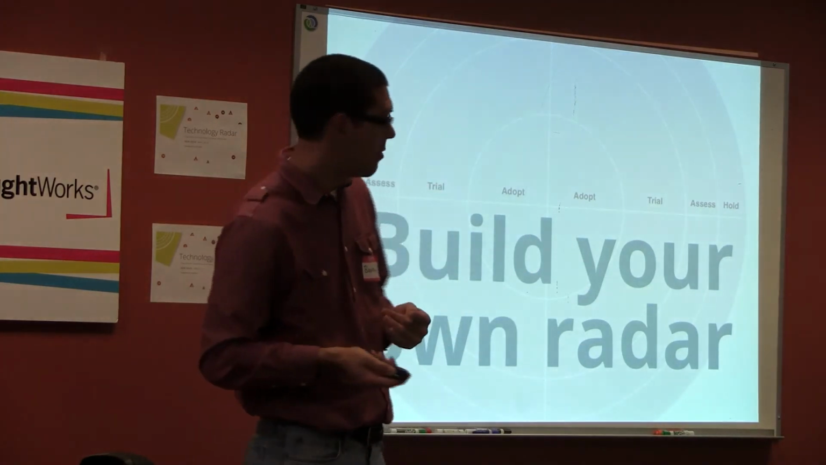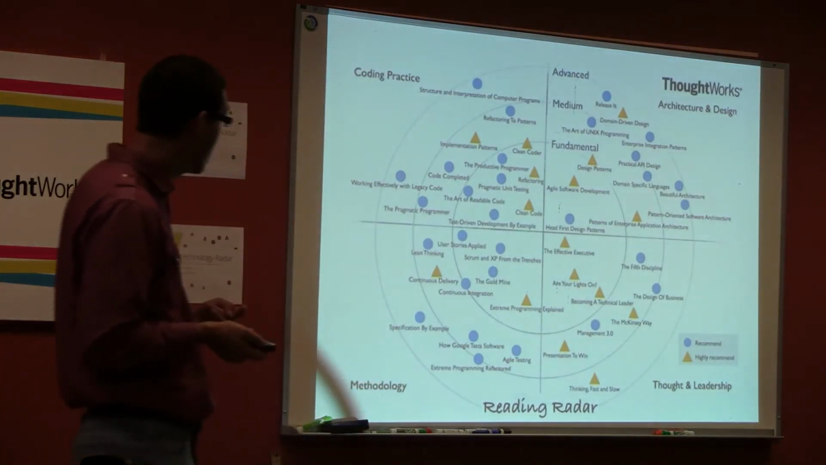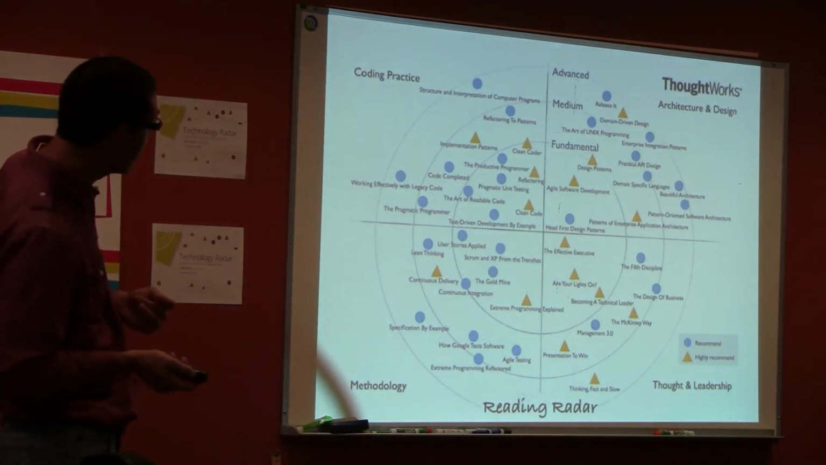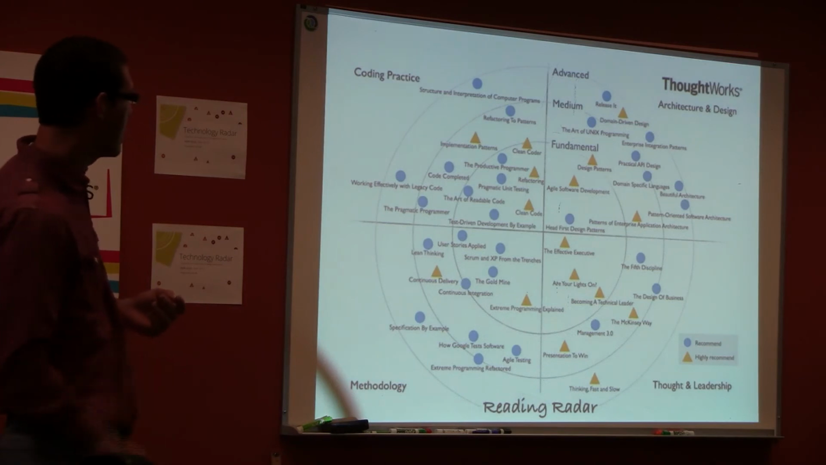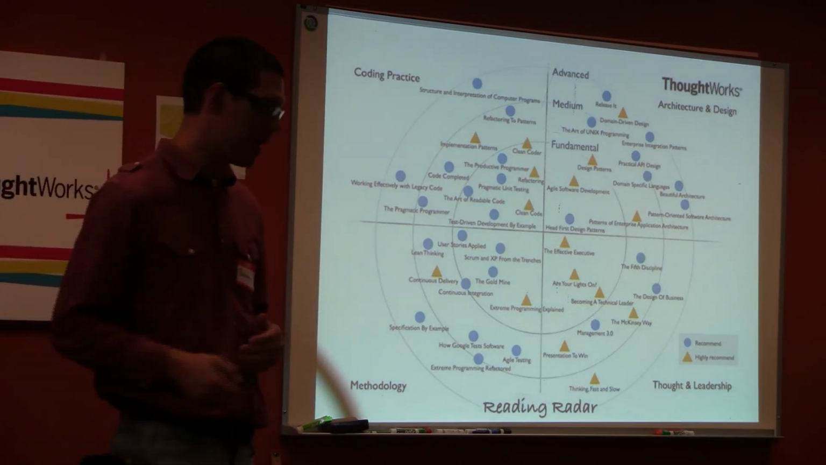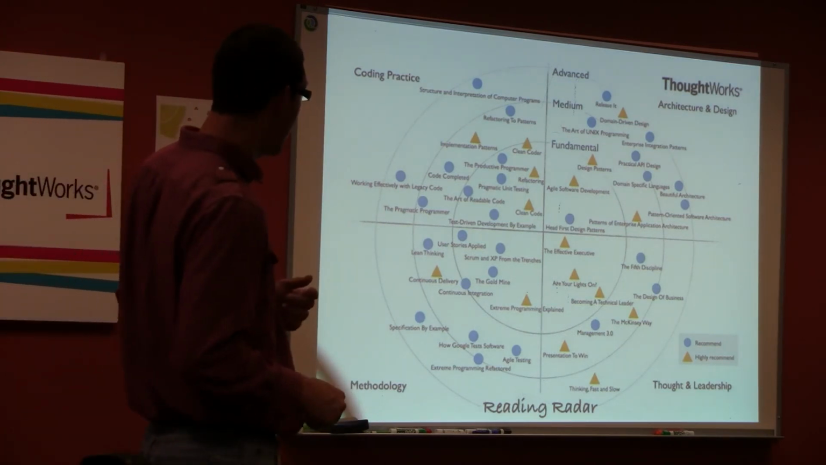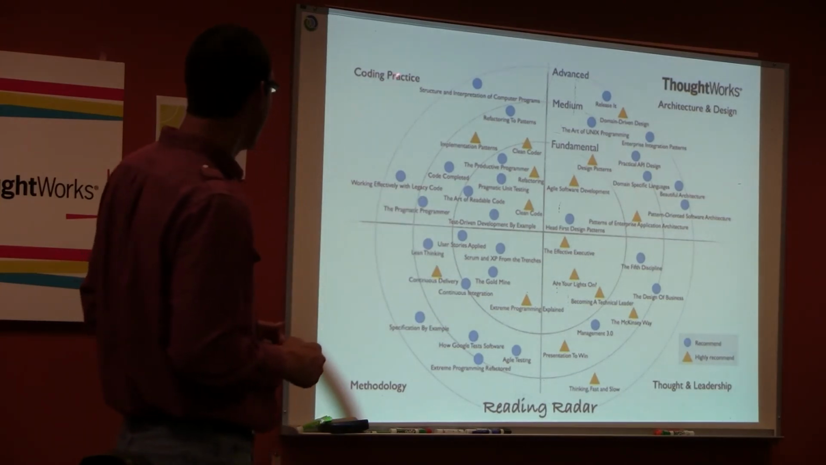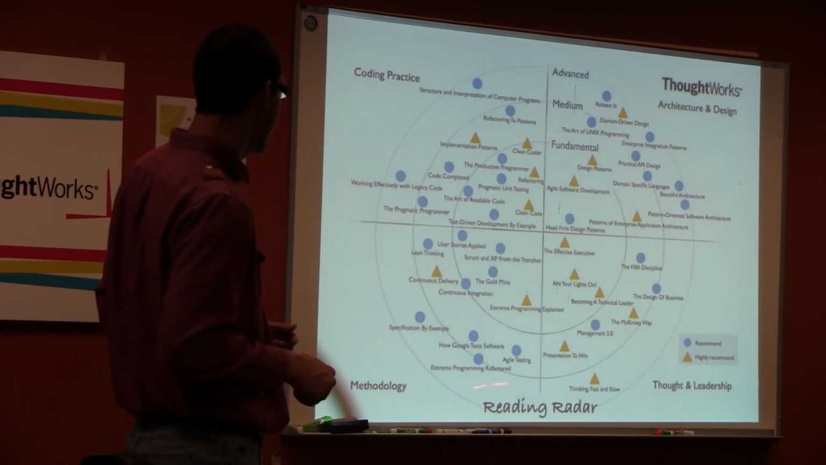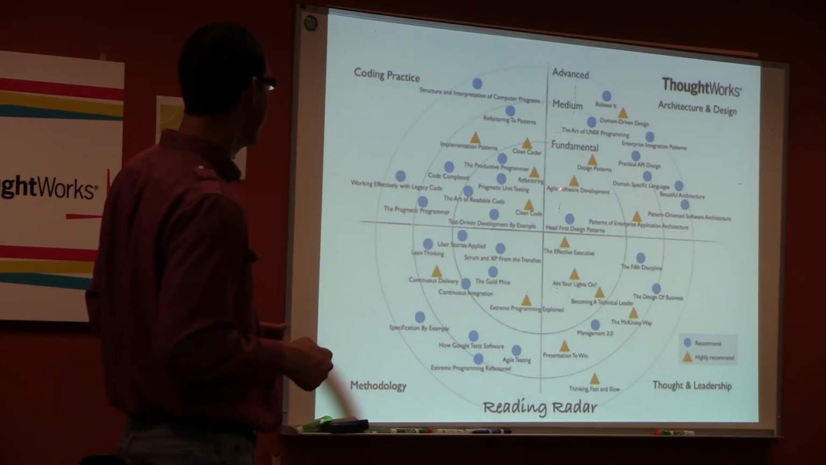So we have an example within Thoughtworks. One of our Thoughtworks colleagues took what I thought was a very creative example of this. This is his idea of a reading guide for technologists, for developers in particular. And he completely rethought everything about the radar. He said, okay, we have coding practice, architecture, thought leadership, methodology, and then the rings are advanced, medium, fundamental.